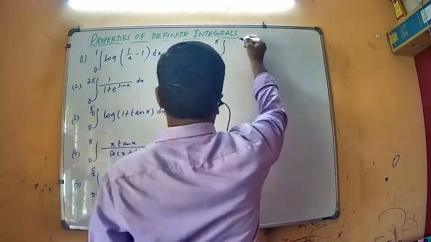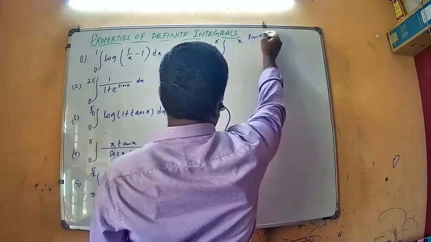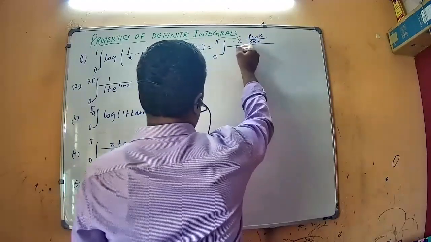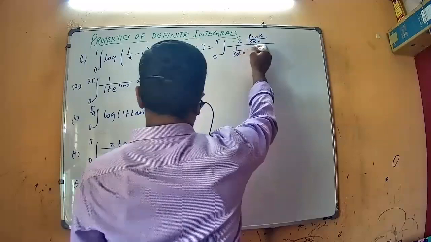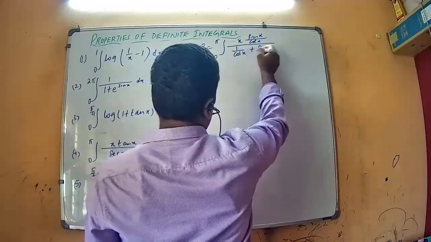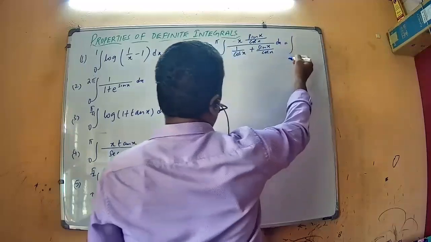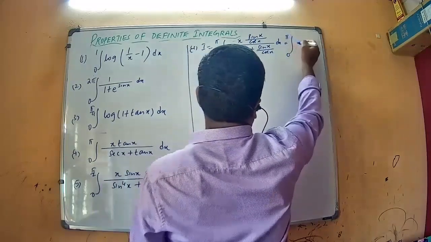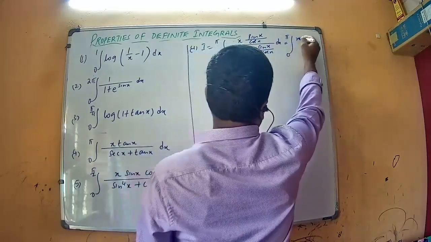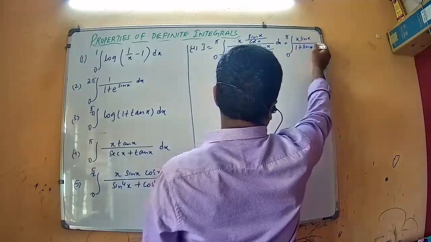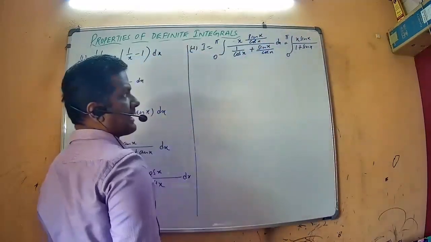tan and secant in terms of sine and cos. So what you are going to get, this is x into sine x by cos x, and the denominator you see here 1 by cos x plus sine x by cos x. Right, this is going to become finally 0 to pi x sine x by 1 plus sine x. Cos x and cos x will get cancelled.